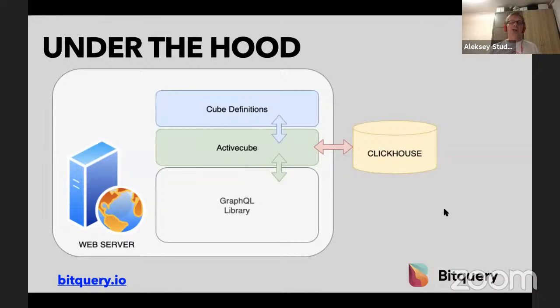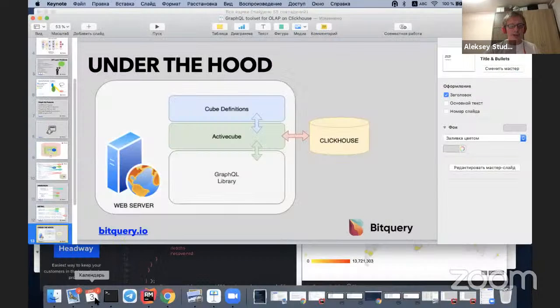and Ruby on Rails. And we added a special library, because Ruby on Rails has ActiveRecord. So we created the library called ActiveCube, and ActiveCube converts queries from GraphQL to queries to ClickHouse, to SQL essentially. But it cannot do that just automatically because it doesn't understand how, and we need to explain. And the explanation is the cube definition.